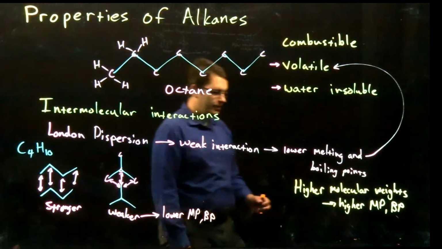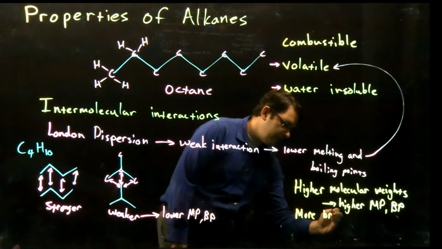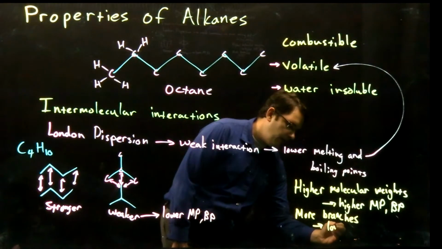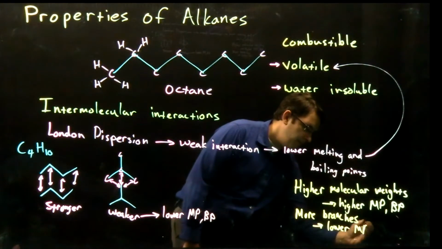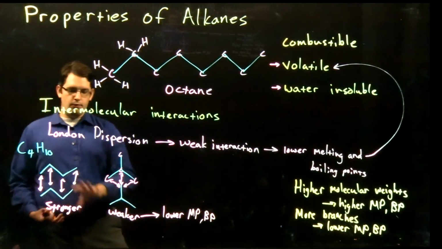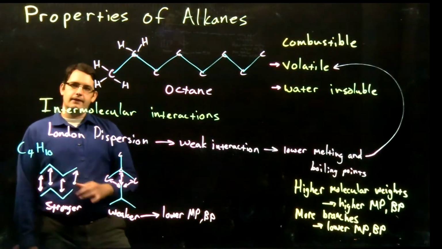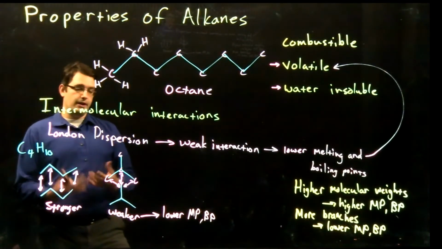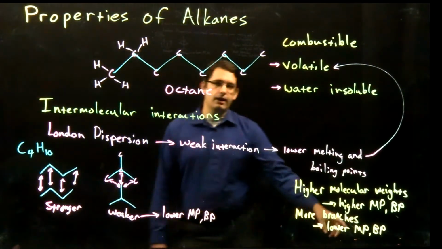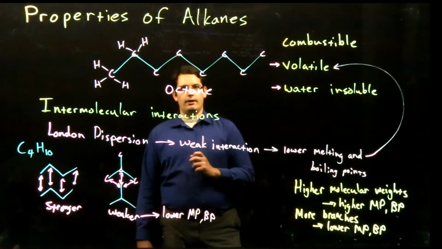So we can make another conclusion here. We say that more branches leads to a lower melting point and boiling point. Those branches interfere with our interactions. It's harder to pack our molecules together to maximize the interactions. We don't have as much surface area, essentially, between our molecules. And so that reduces the interaction, makes it easier to pull those molecules apart and make our more volatile alkane.